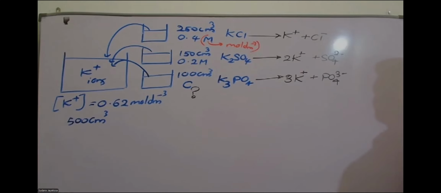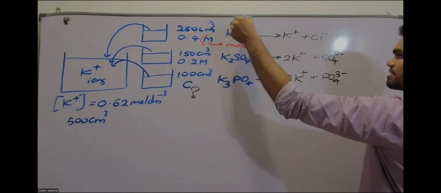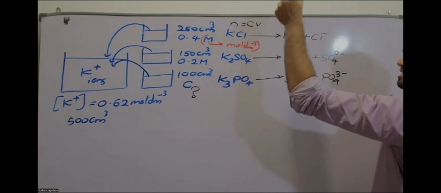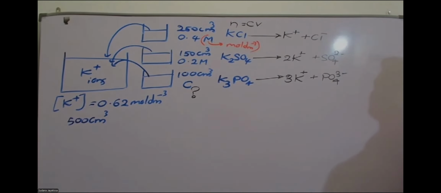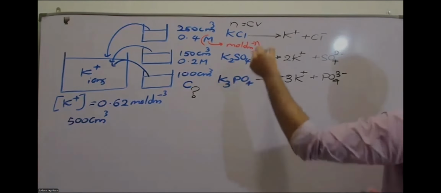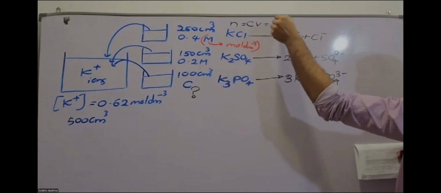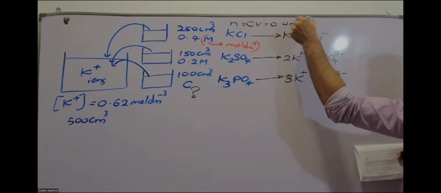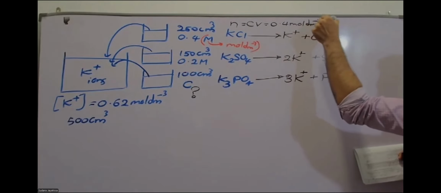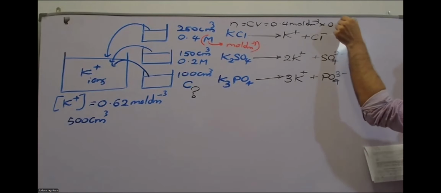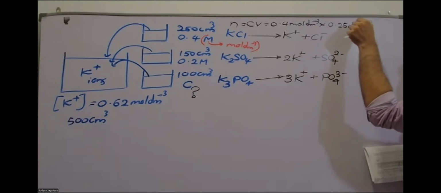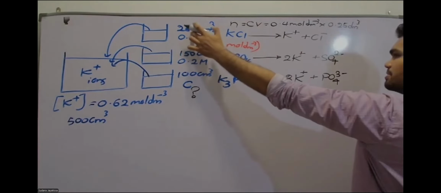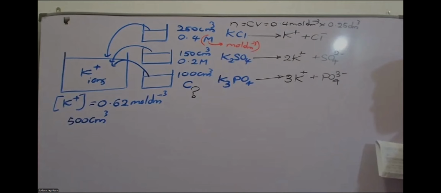Then how do you find this KCl moles? Moles equals concentration into volume, n equals CV. Okay, so if you multiply it, 0.4 mole per decimeter cube multiplied by 0.25 decimeter cube. I converted the cubic centimeters into decimeter cubes by dividing by 1000.